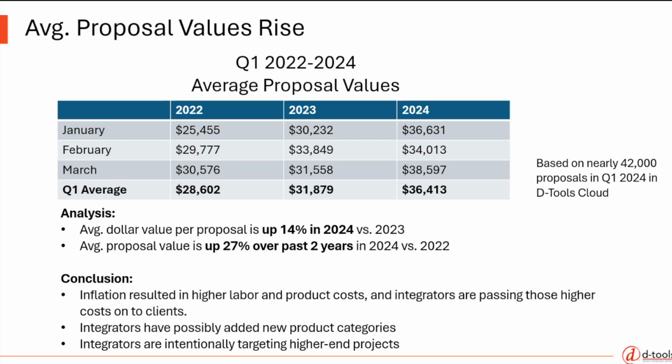It could also represent that dealers have added more product categories. Lighting fixtures is a perfect example of a category that wasn't necessarily hot several years ago. Now more integrators are adding that in. Again, I don't have a definitive answer as to if there were more categories of equipment in those proposals in 2024. It's just a theory as to why that might be higher.